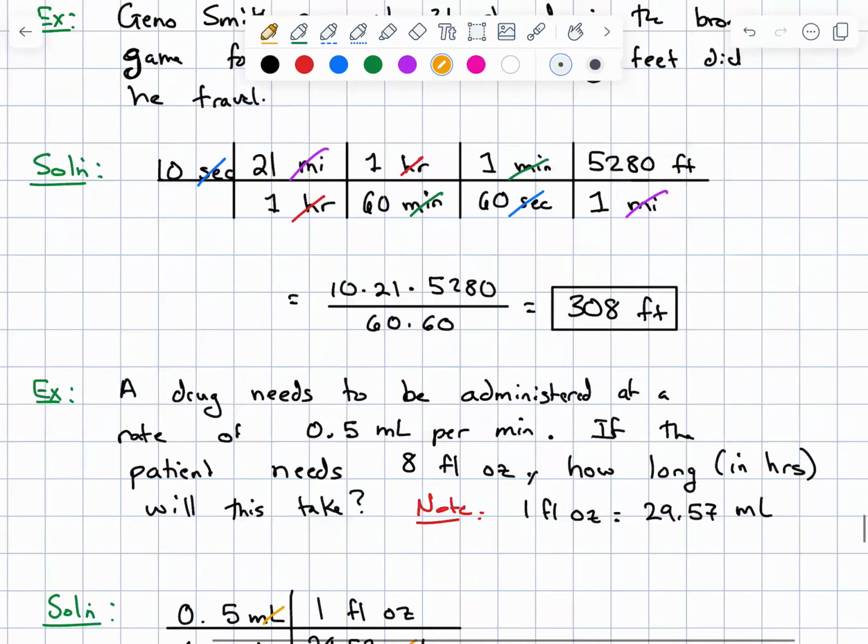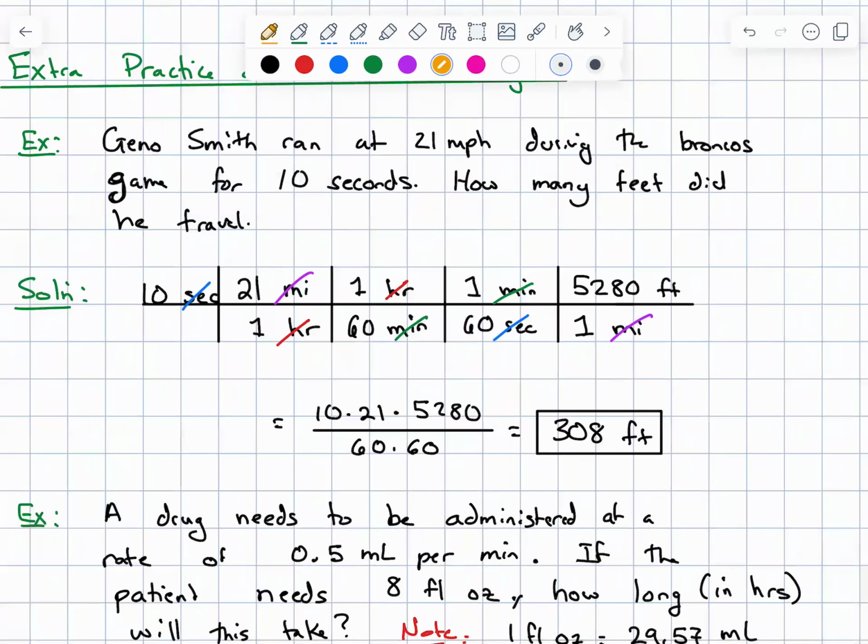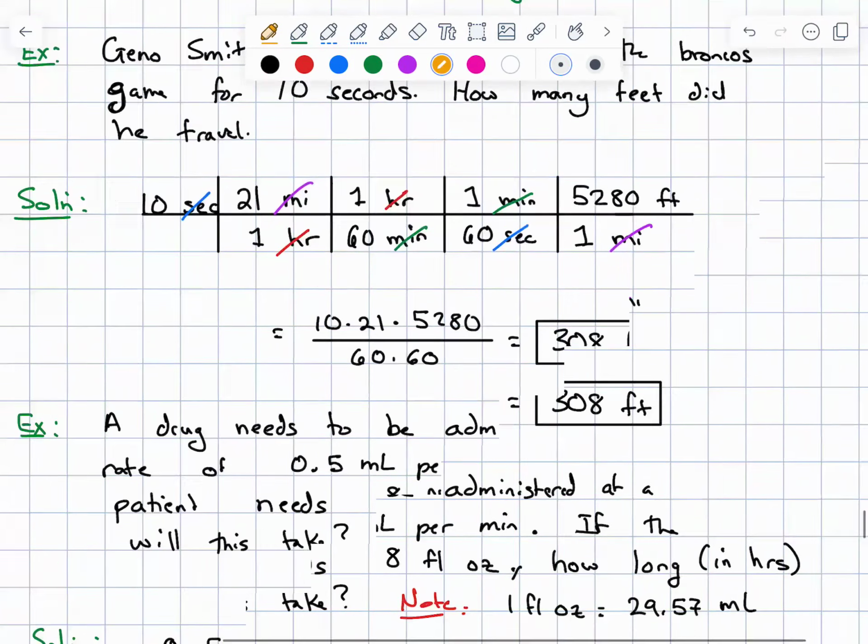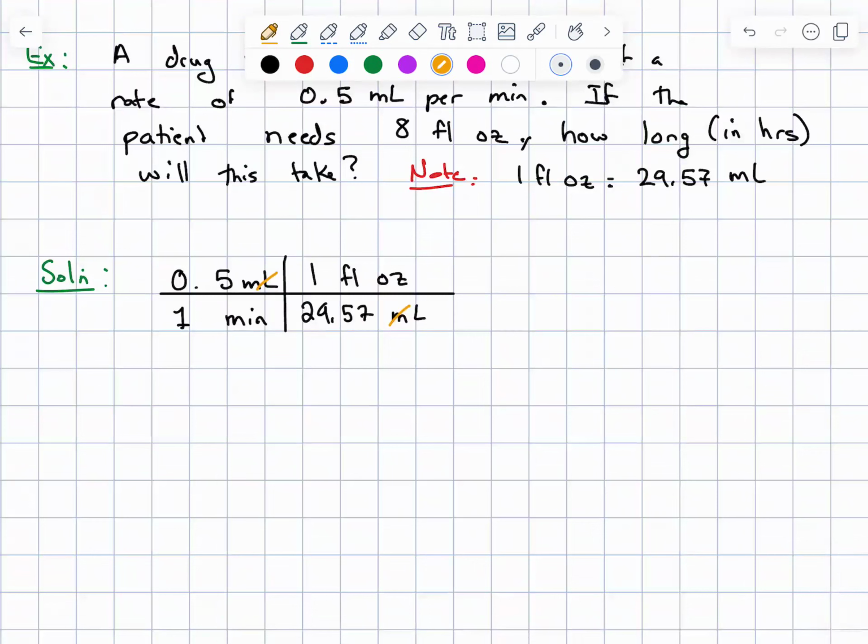If you notice in this previous one, the time measurement, well, no, not necessarily. Never mind. Let's see what happens. I don't know where this is going to go, so let's have some fun. We got rid of the fluid ounce. We got rid of the milliliters. We know that the patient needs 8 fluid ounces.